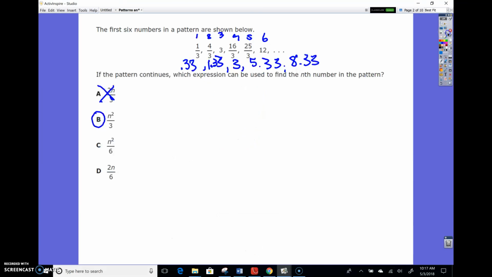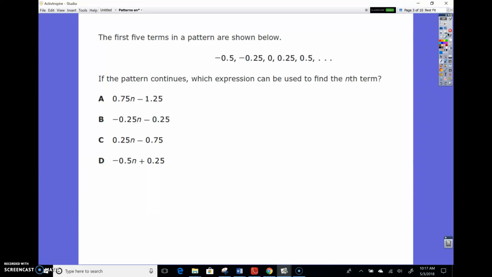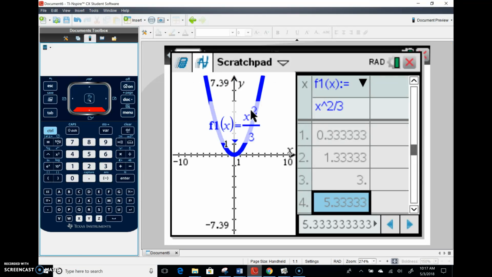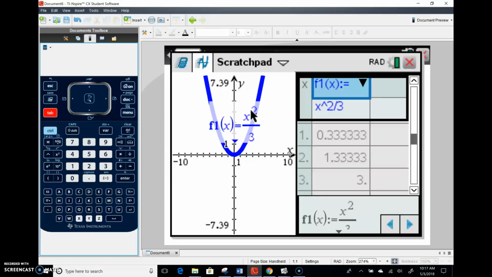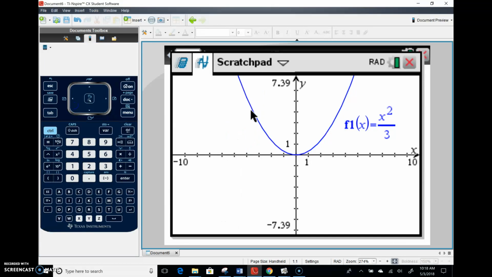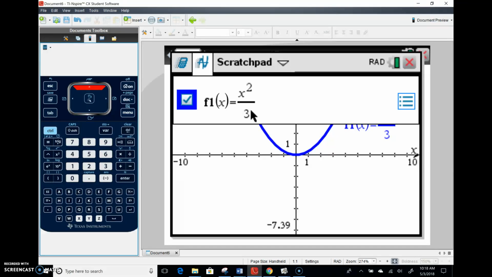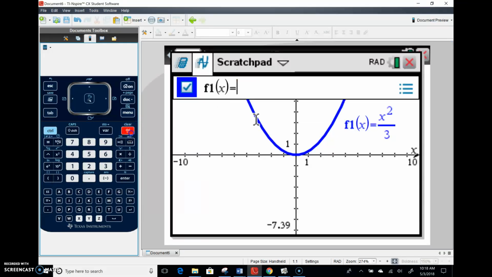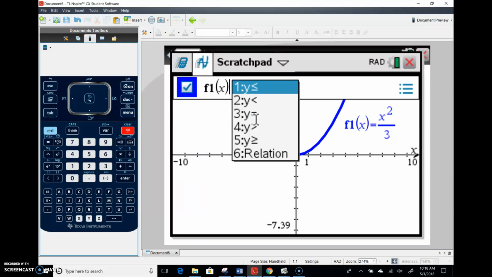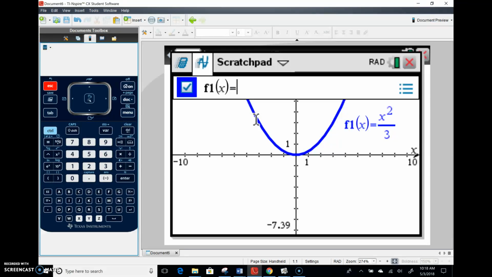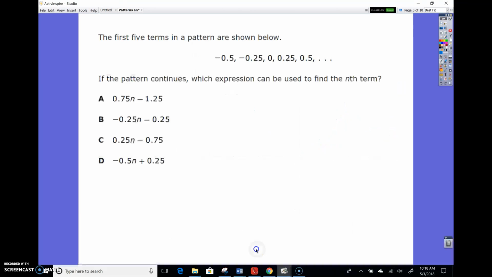So let's look at the second one. Alright, if the pattern continues, okay, which expression? See, these are already given. So what I'm going to do is, okay, I'm graphing this in f of x, okay? So my first is 7.75x minus 1.25.